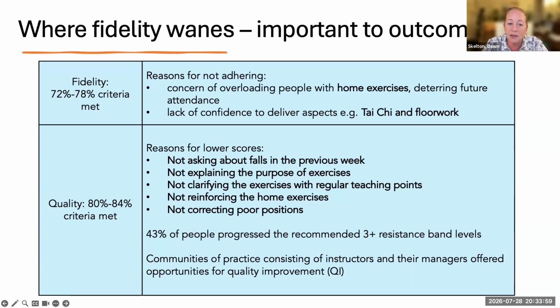Not clarifying the exercises with regular teaching points to improve performance in them and to ensure that people were reducing their support as often as possible, for example, to ensure they felt a bit wobbly in the balance section, or how the exercise should feel during the strength training. Not reinforcing the home exercises, which obviously comes back to fidelity as well, and not really showing correction skills. So if somebody had poor positions, not showing that they had seen that and offering correction to ensure it was done with best technique, which therefore improves effectiveness.